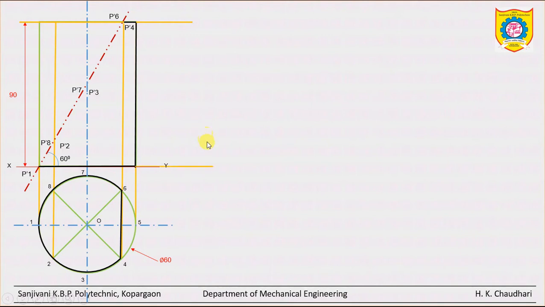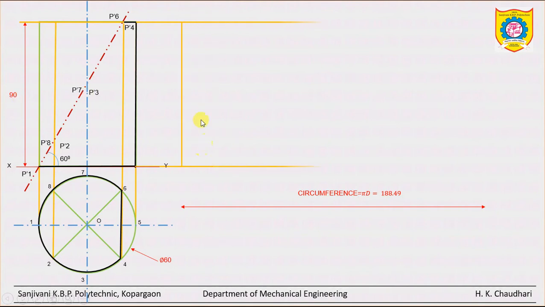Now next is to develop the cylinder. Draw a horizontal line of length equal to circumference of this cylinder, which is equal to pi d, and considering this 60 mm as the diameter, we can find the length of this development, 188.49 mm. So this will be the height 90 mm of the development. So we can trace such a rectangle.